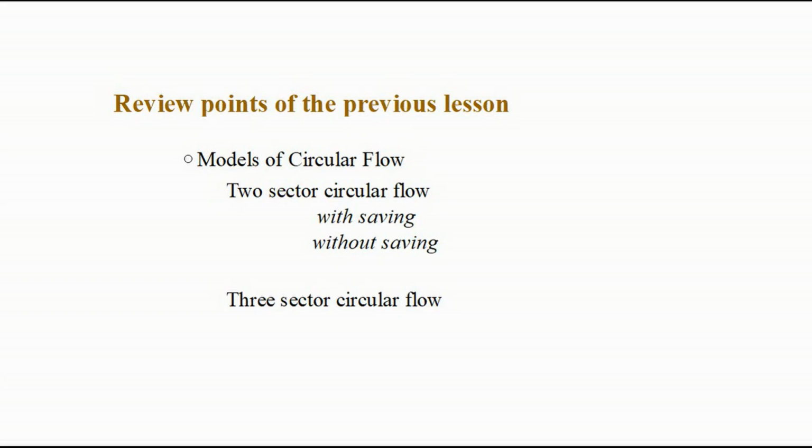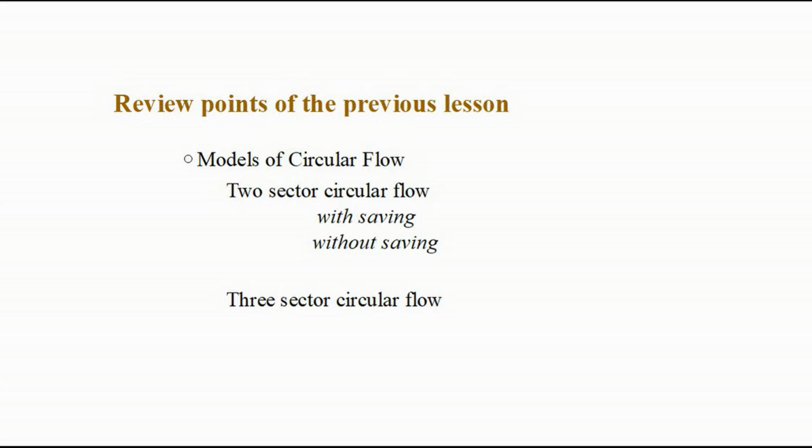In the three-sector circular flow model, we are going to add government on household and firm. Households are obviously the resource owners. They supply resources to the government. The government will purchase resources from households, and goods and services from firms.